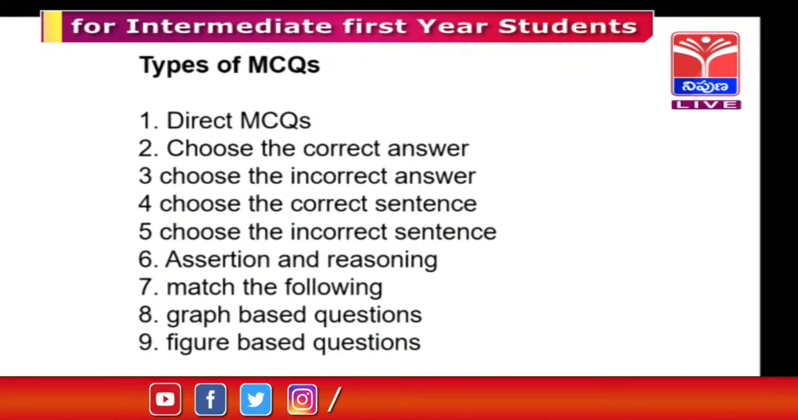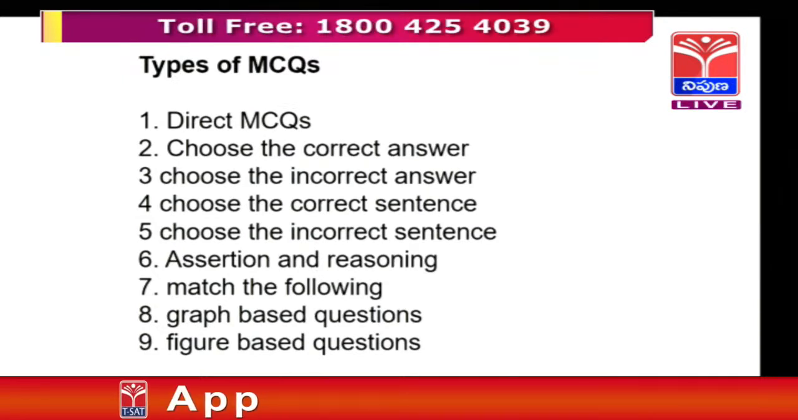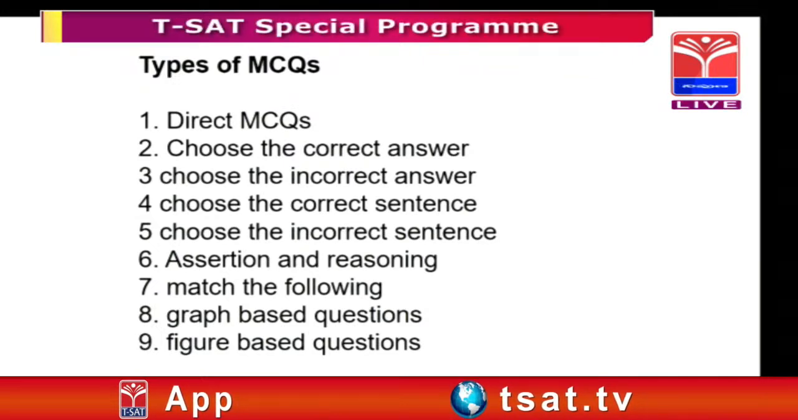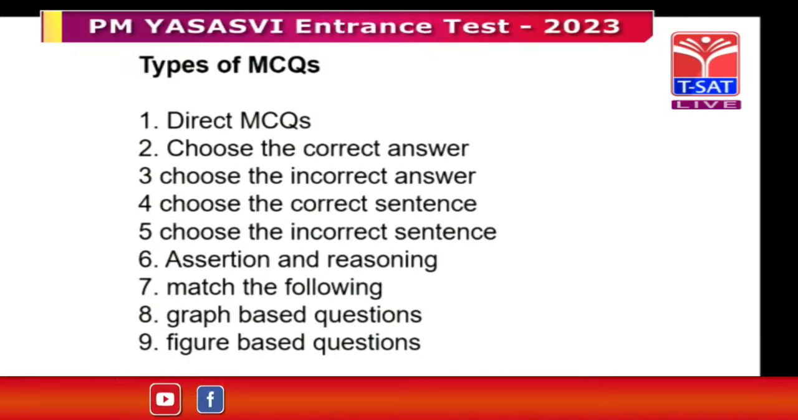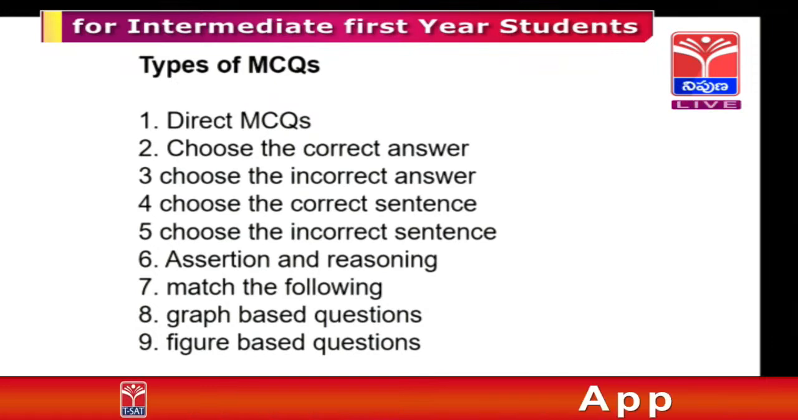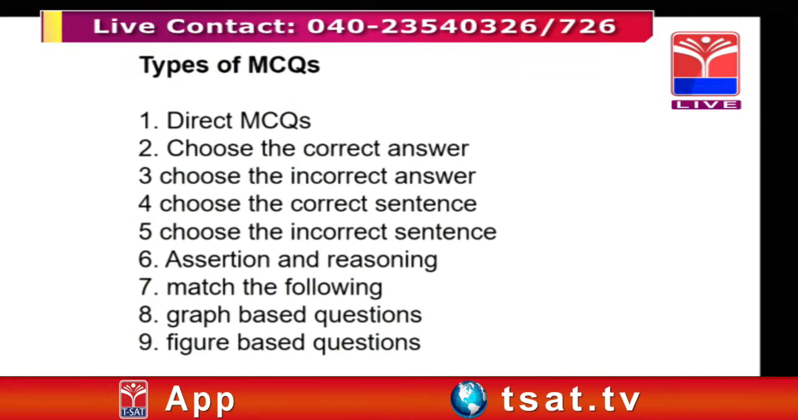Children are ignoring that word incorrect while reading, so they need to be careful while reading the question. Okay. So, choose the correct sentence. They will give 2 or 4 sentences, and they need to choose the correct sentence. Okay. And choose the incorrect sentence, meaning they will give 4 sentences, and there will be 1 incorrect sentence. They need to identify what is the correct sentence and what is the incorrect sentence.